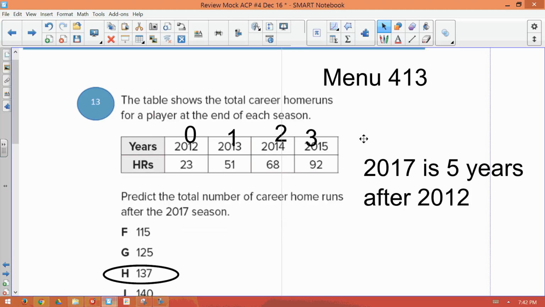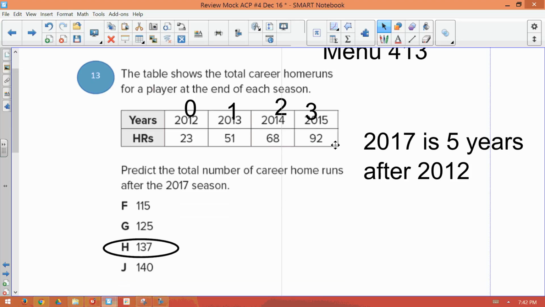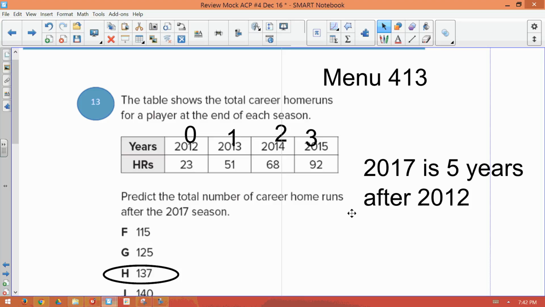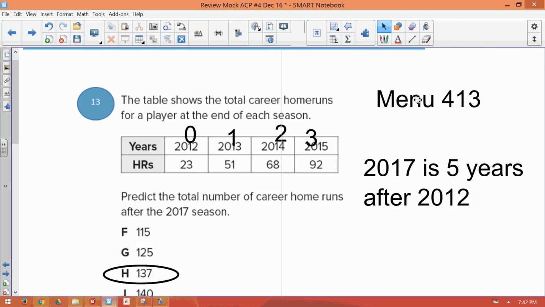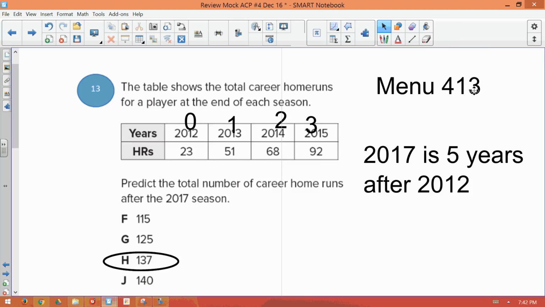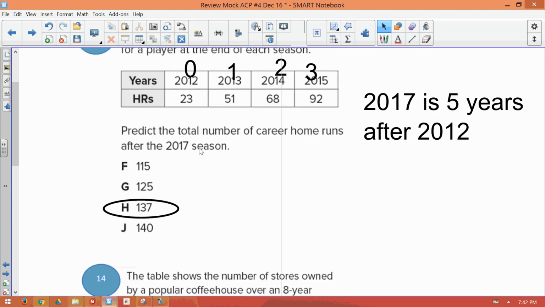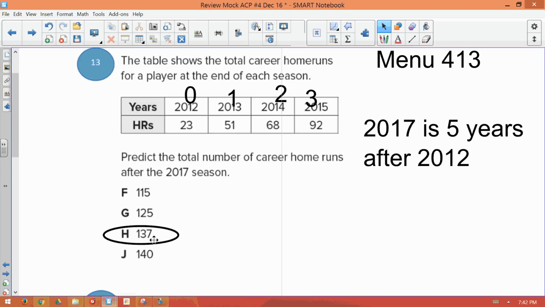Okay, but here's a short explanation for it. If you put this in the calculator in lists and spreadsheet, like the years column and the home runs column, and you do a linear regression, it will give you the equation that you will use to make the prediction. And I think you ought to watch that video, but this is mainly what you're going to use: menu 413 and lists and spreadsheet to do problem number 13. And the correct answer is H. I have a separate video on that.